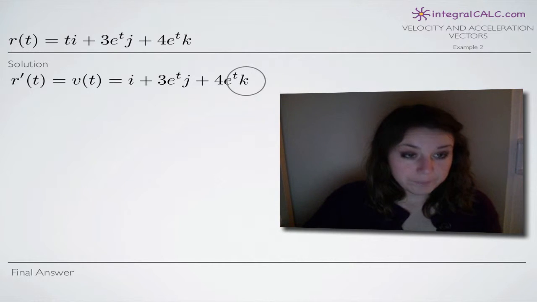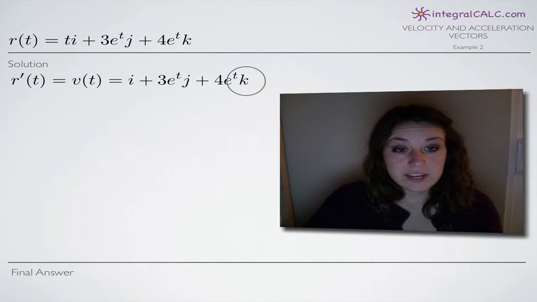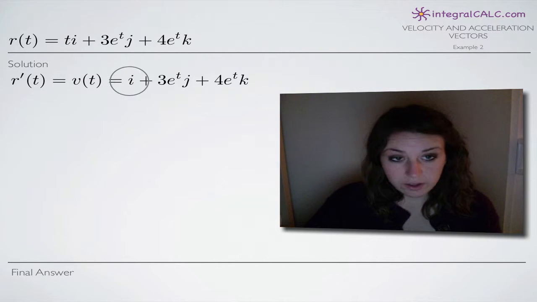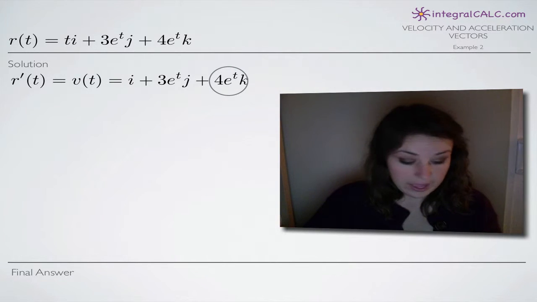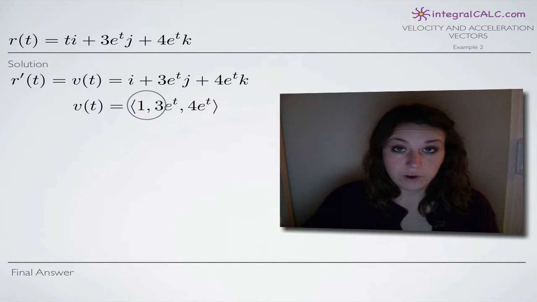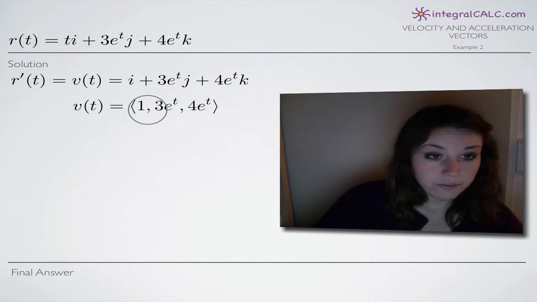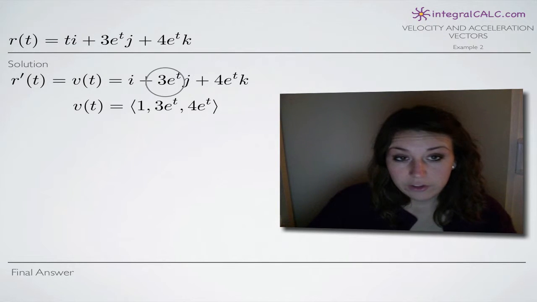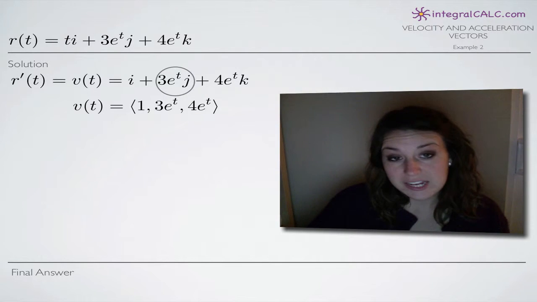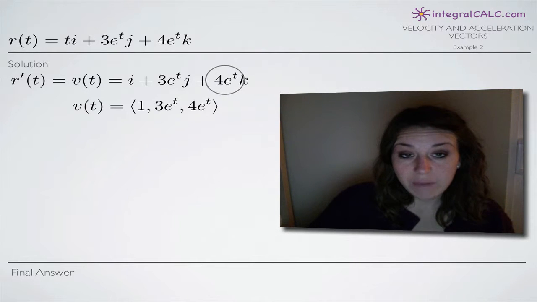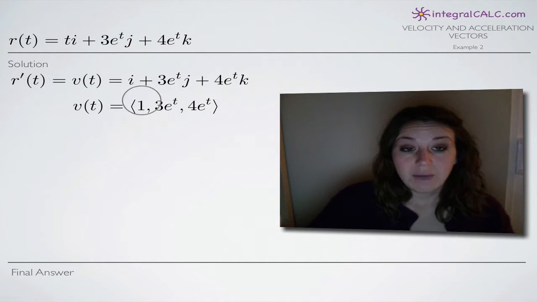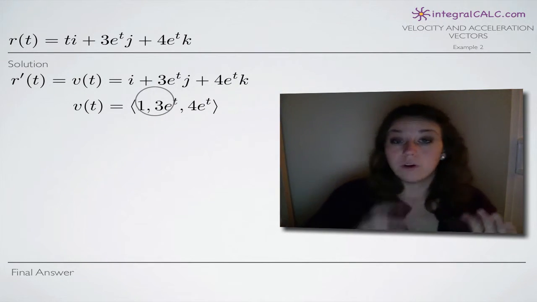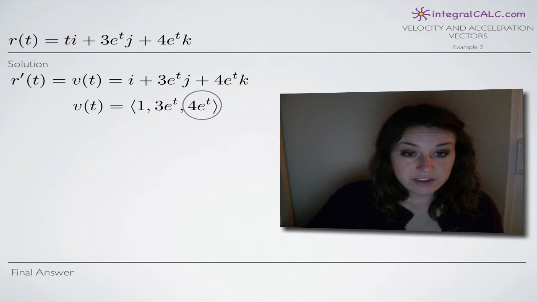So then that means that we can now take the coefficients in front of i, j, and k and use them as the direction numbers for our velocity vector. So we pull the coefficient off of i, which is simply 1, the coefficient off of j, which is 3e to the t, and the coefficient off of k, which is 4e to the t, and we put those three together in that same order, i, j, and k, to get the direction numbers here, and this is our velocity vector. It's as simple as that.